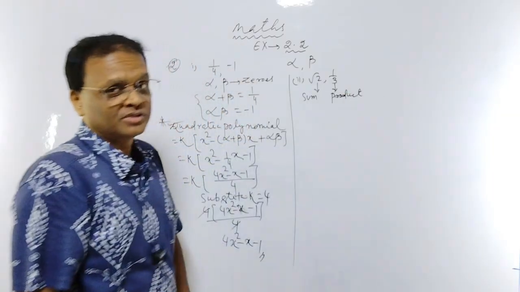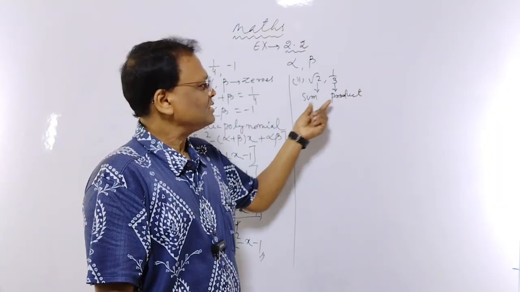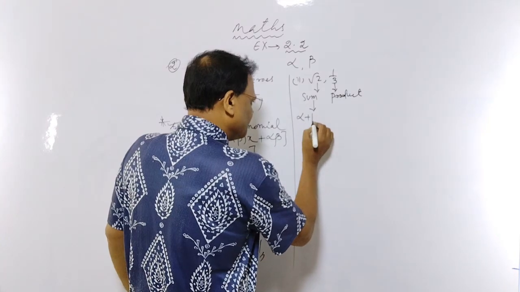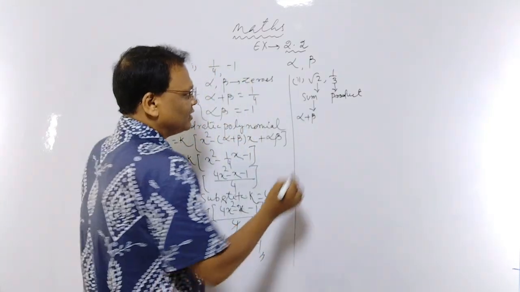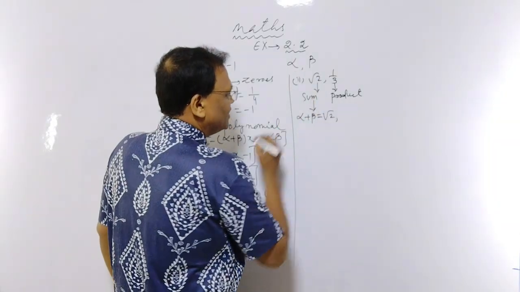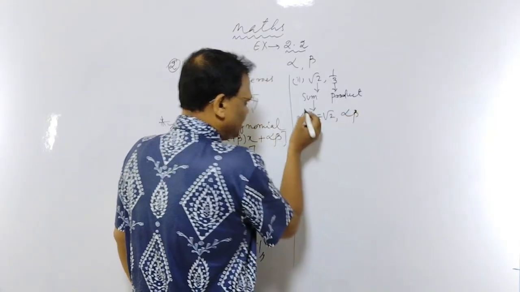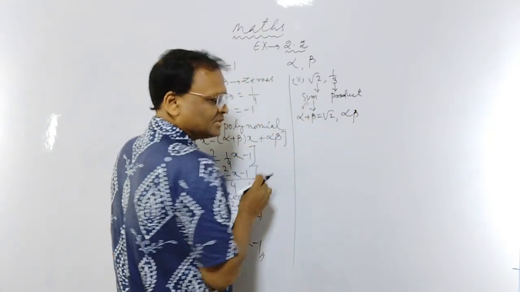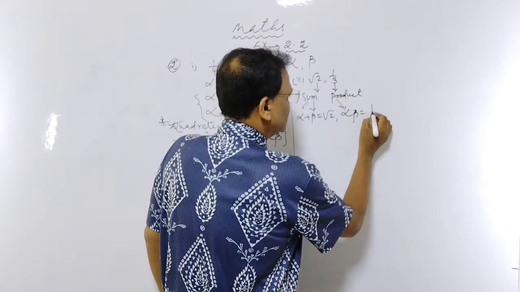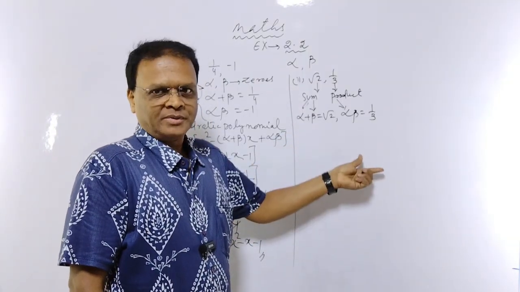It is given in the question. If you read the question carefully, it is given in the question itself. The first one is the sum of the zeros, the second the product of the zeros. Now I can represent this as alpha plus beta. So my alpha plus beta is equal to root 2. And my alpha into beta, because the sum can be written as alpha plus beta and the product as alpha into beta, is given as 1 by 3.